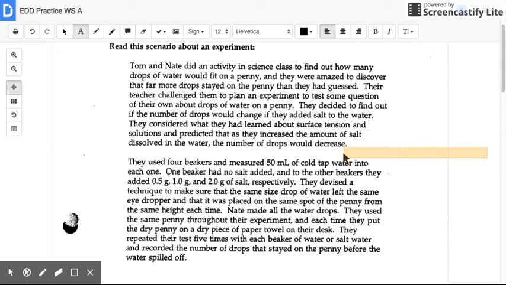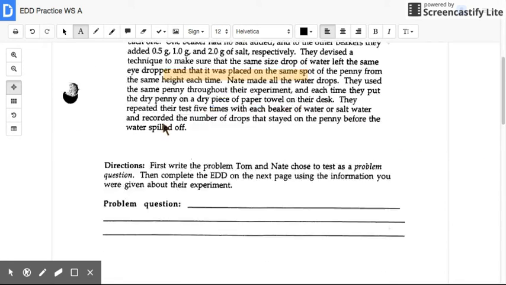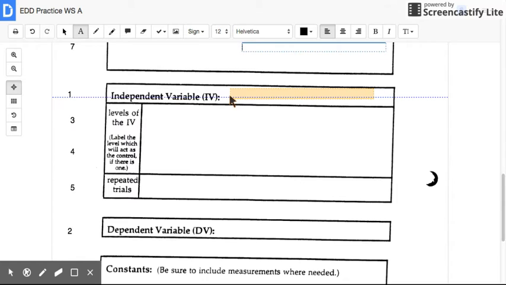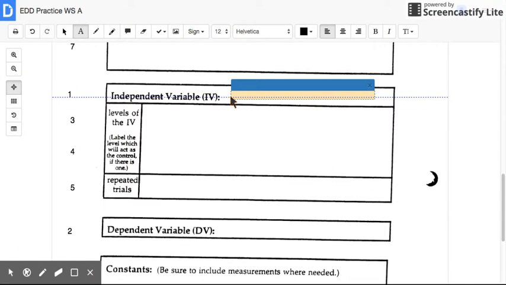You should have the worksheet at home, but if you don't, you can read off of the screen. Go ahead and hit pause on the video. Read the 2 paragraphs, and then we'll return to finishing up the assignment. Okay, so you should have read the scenario, and when you read about Tom and Nate, the very first thing you're going to be asked to answer is the IV. And the IV, in this case, what Tom and Nate decided to change was the amount of salt that's dissolved in the water.